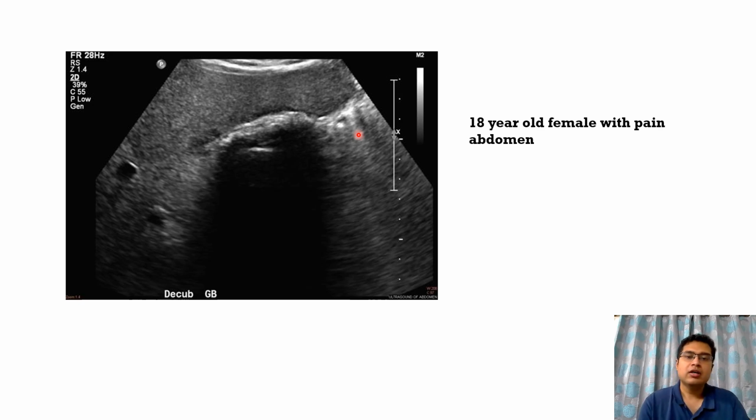So I had given it as cholelithiasis and advised a MRCP for further evaluation. So the patient was very keen on knowing the size of the calculi.